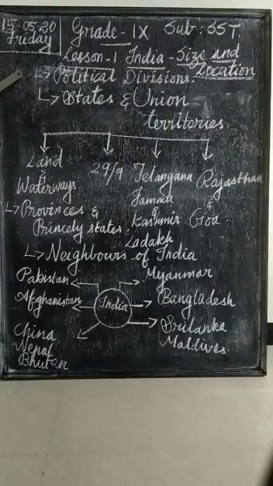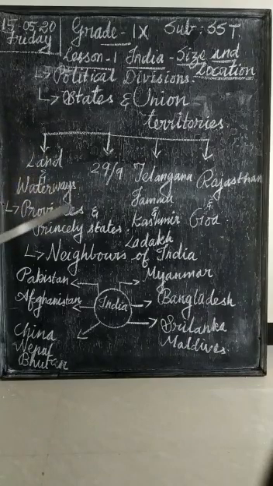Students, now we are going to discuss political divisions. At the time of independence, India was divided into 562 small princely states. Today, India is a union of 29 states and 9 union territories, including the National Capital Territory of Delhi. The present division of India into states and union territories is mostly on the basis of languages spoken by the people. The states and union territories are administrative units. The states are further divided into districts and tehsils.